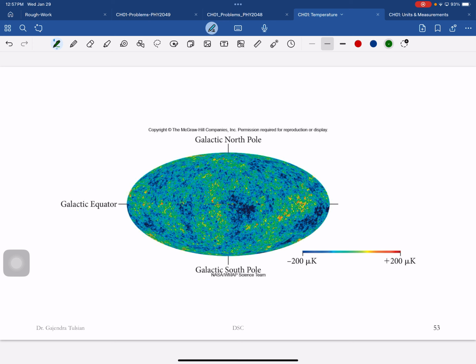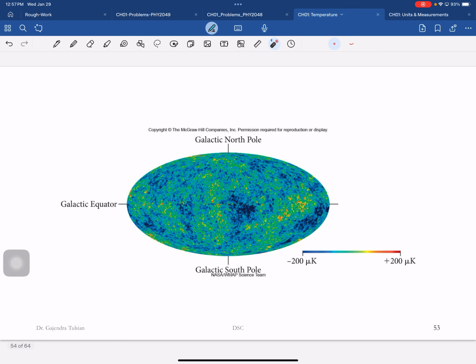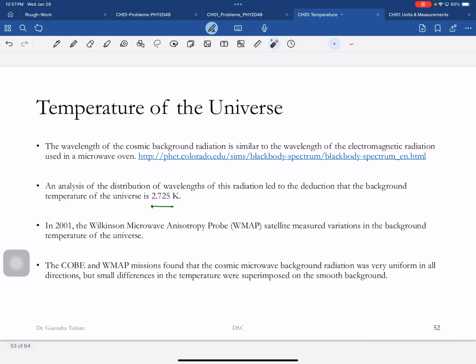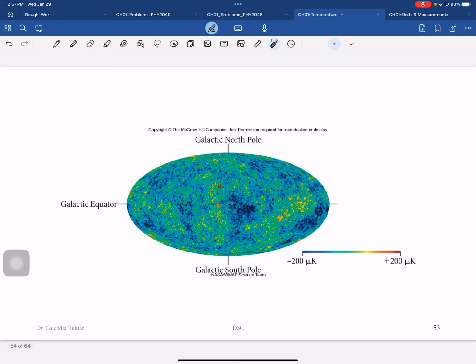Now, when it was first detected in 1965, that was the rough temperature they measured. For 35 years, the temperature detected was uniform, but they were looking for this variation. The variation was finally detected sometime in 2001. See, the variation is 200 microkelvin.